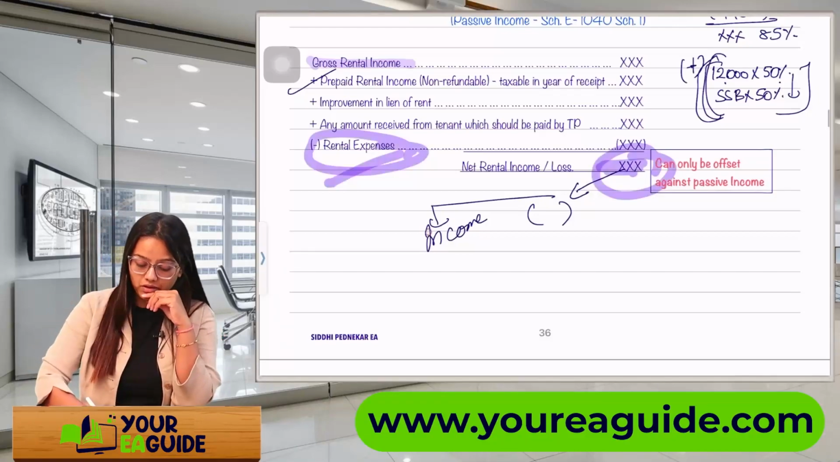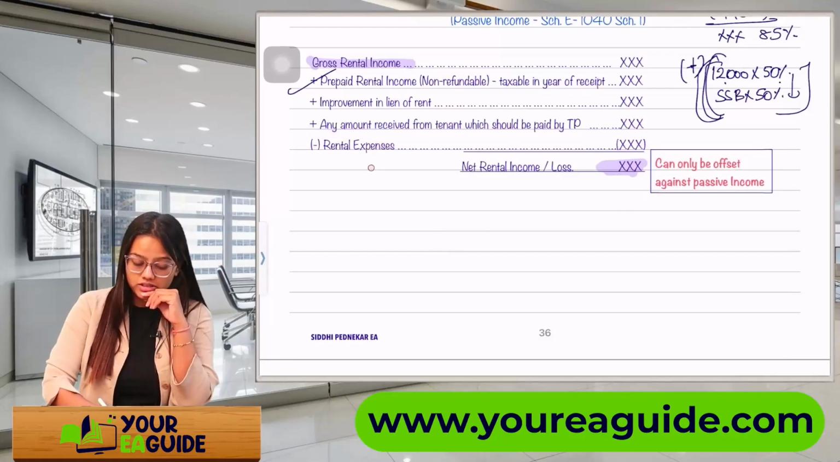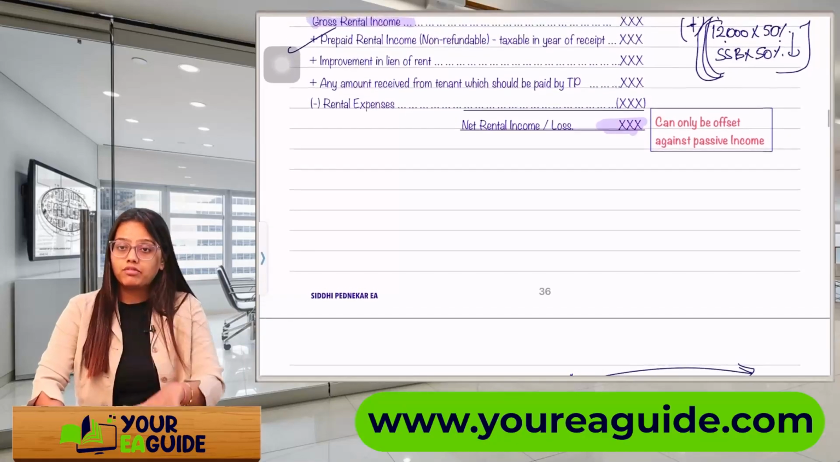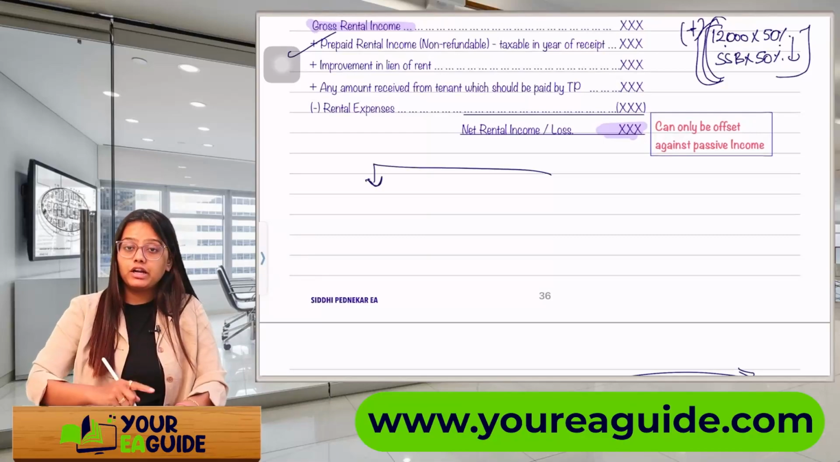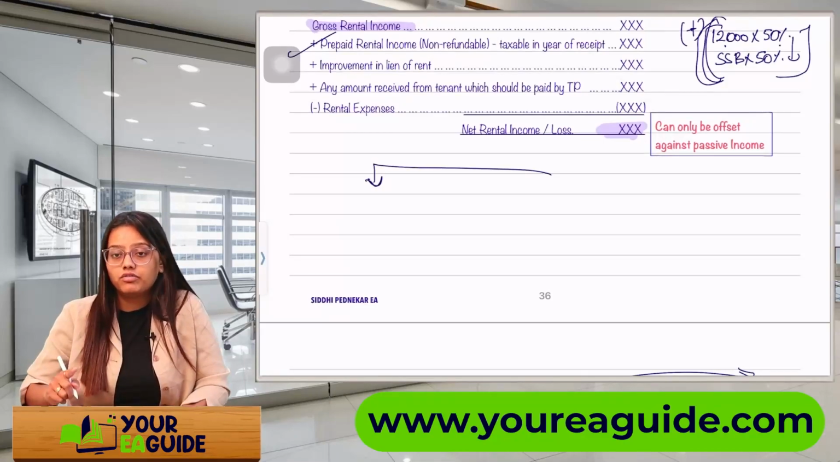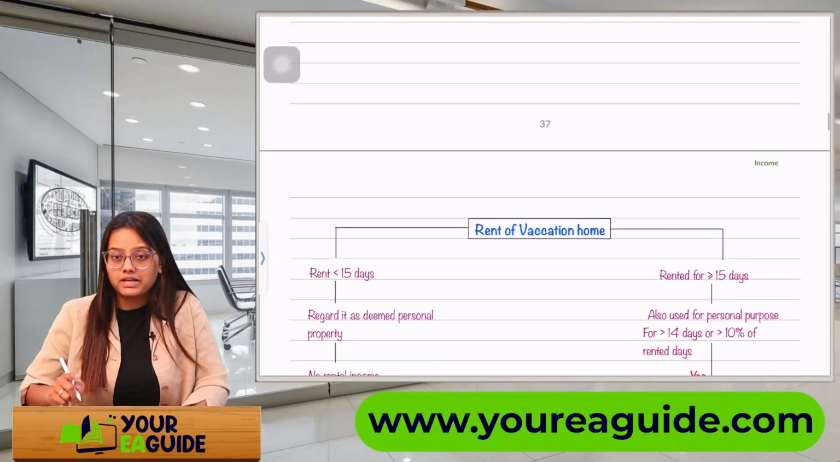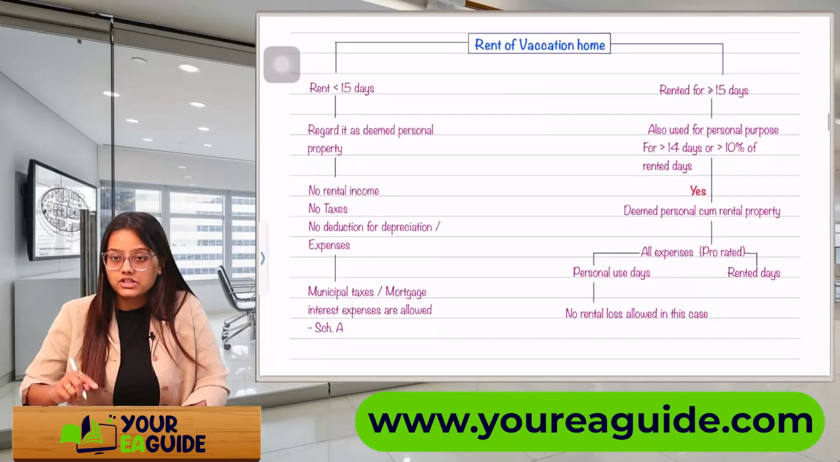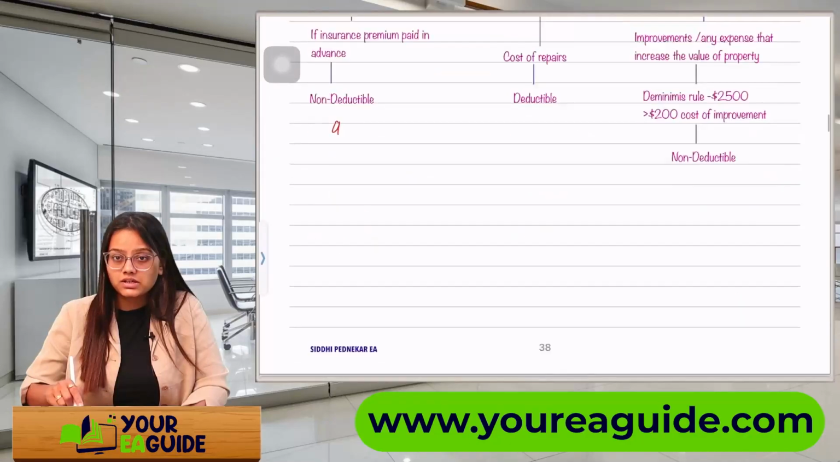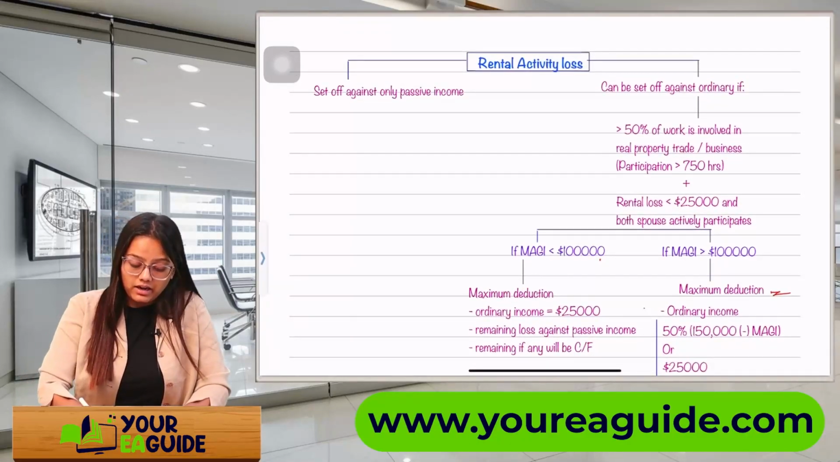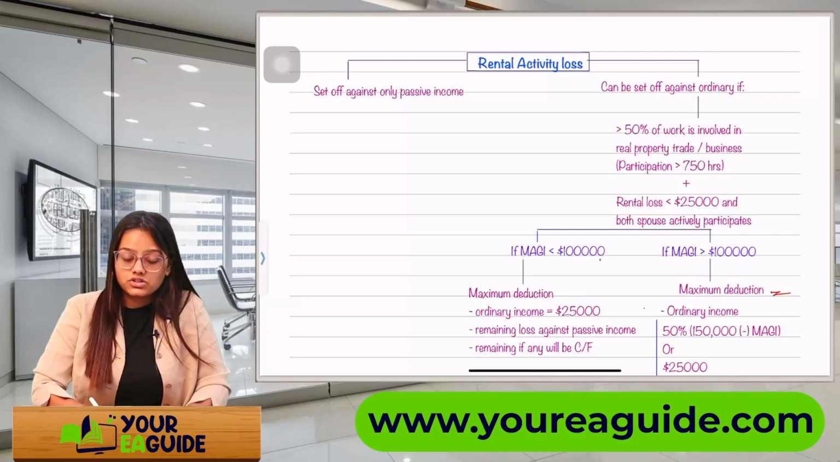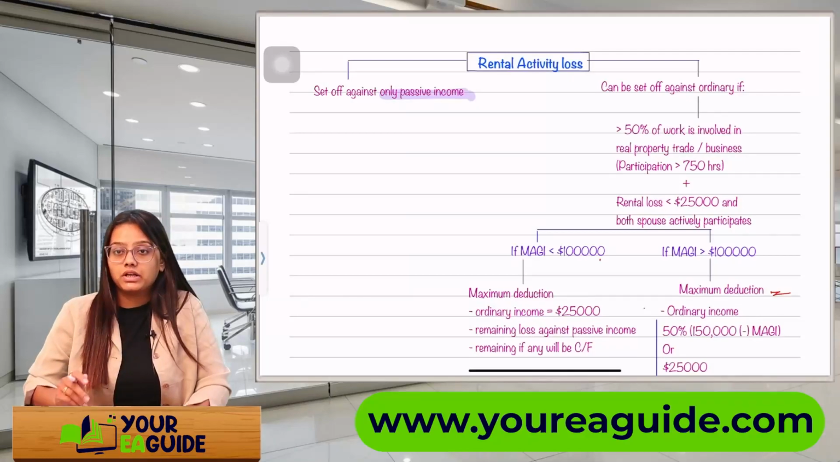Now please remember one thing which is not mentioned in this scenario. Whenever you have a passive loss, first offset it if it fulfills the criteria of rental income and material participation. Okay, we will see this in this scenario. Yeah, this one. Let's first complete this. If it's a rental activity loss, straight away set it off against the passive income.